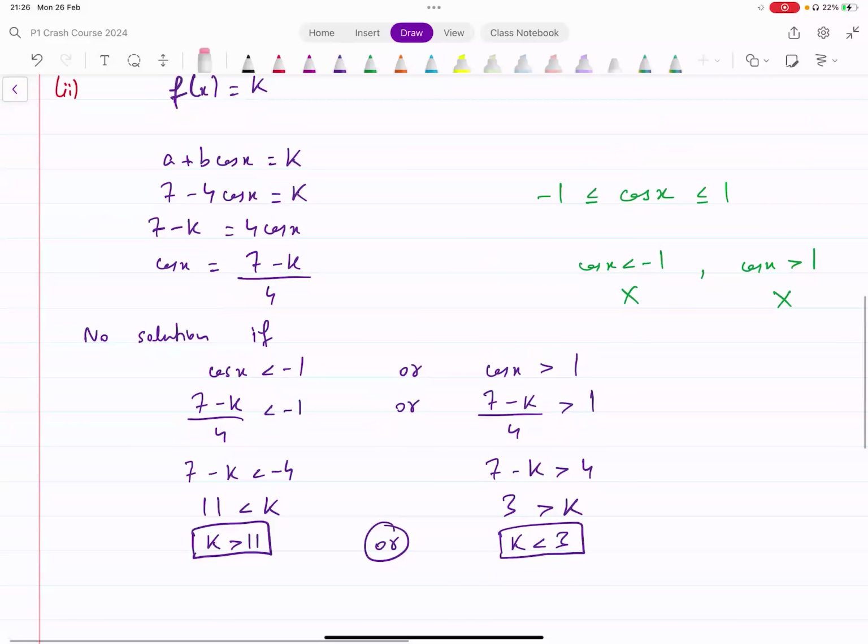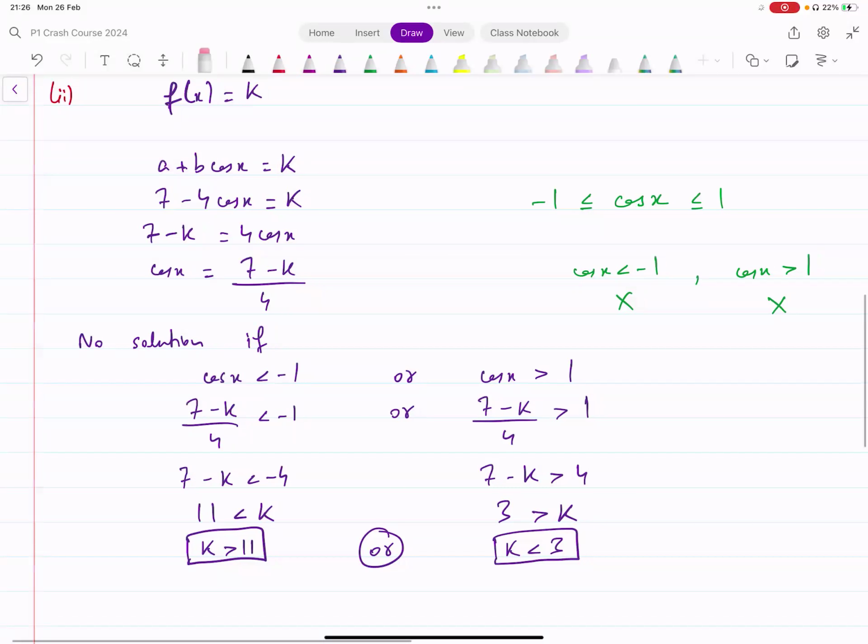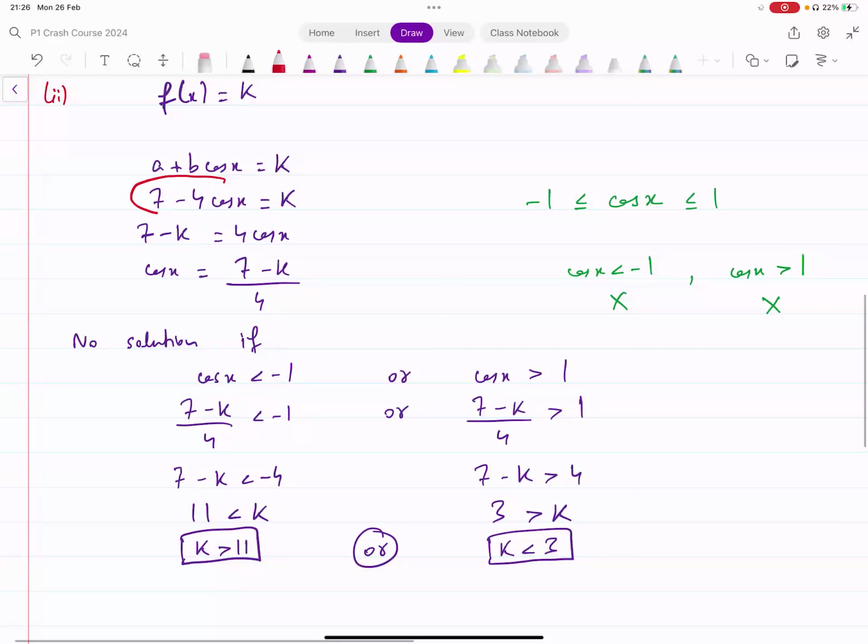Now, those of you who have done functions or remember some part of functions that you did in school, one possibility, one quicker way of doing this could be, this is the equation that you have.